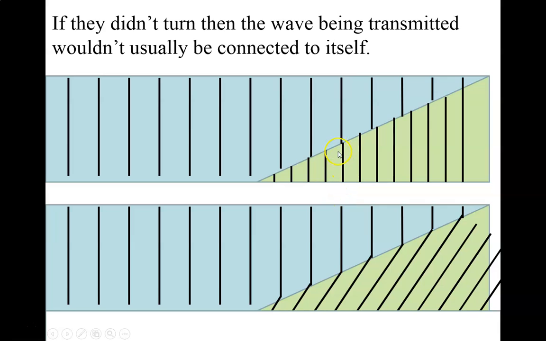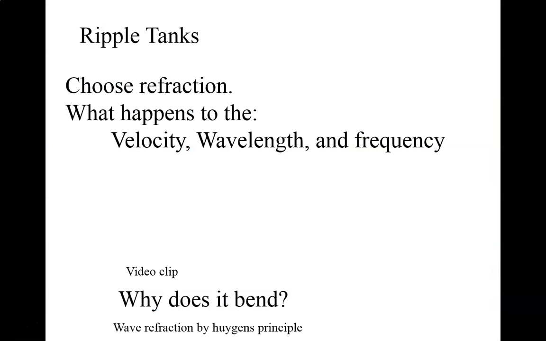So this is showing you like this. Because the waves are shorter, if the wave didn't bend, then the wave fronts would be disconnected. In order for them to remain connected, they've got to make this turn in order to stay aligned. Okay, so let's take a look at that.